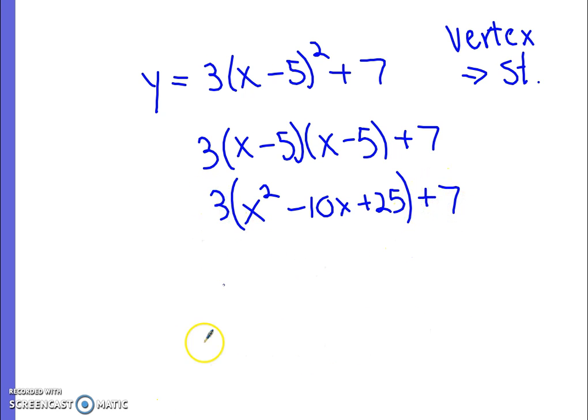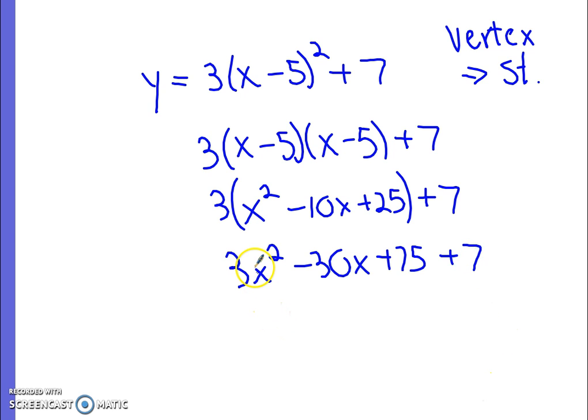So step 1 was to square the binomial. Step 2 is going to be use the distributive property to multiply the 3 by each of these things in here, so 3x squared minus 30x and plus 75. That's 3 times each of those things. And then don't forget the plus 7 out the back here.